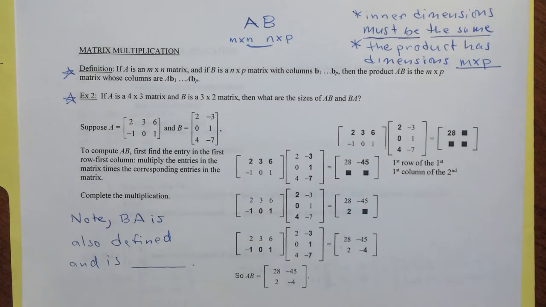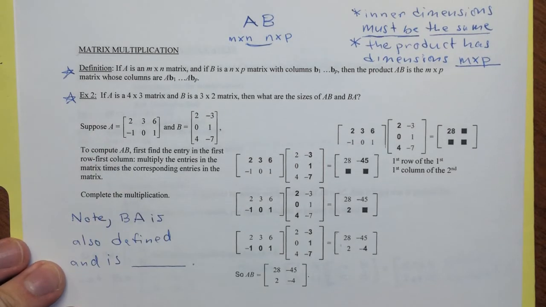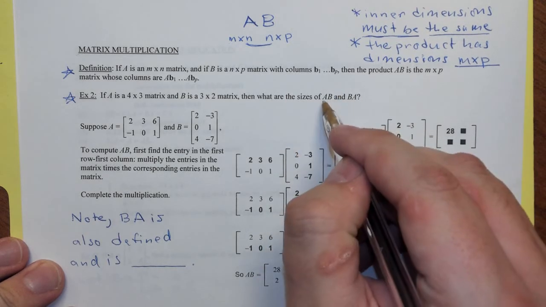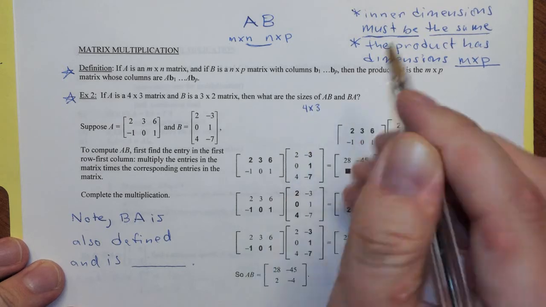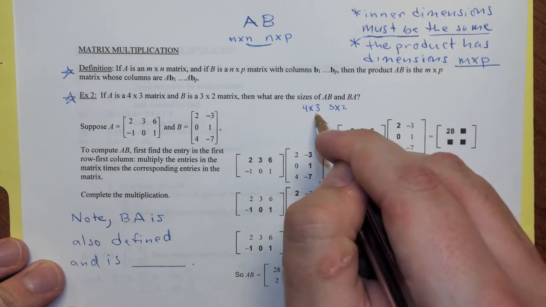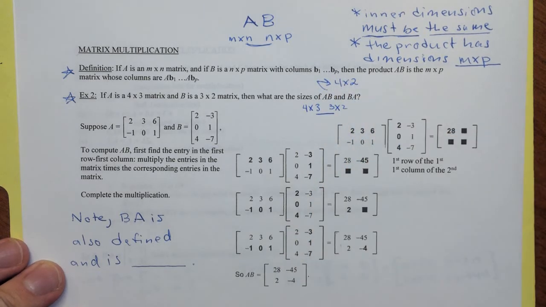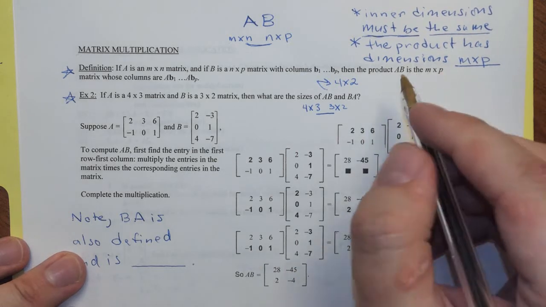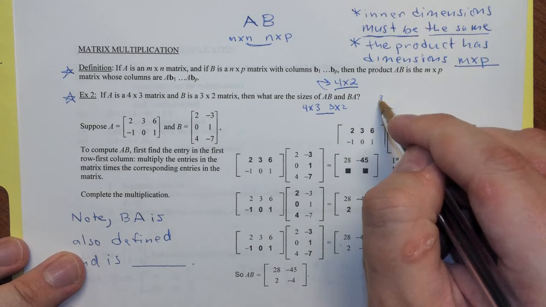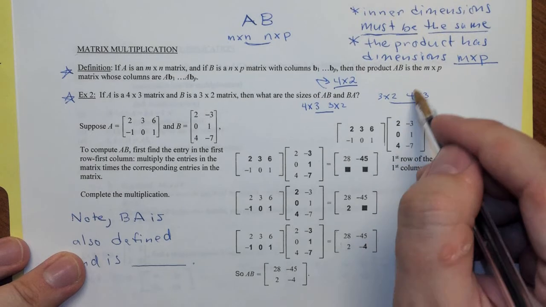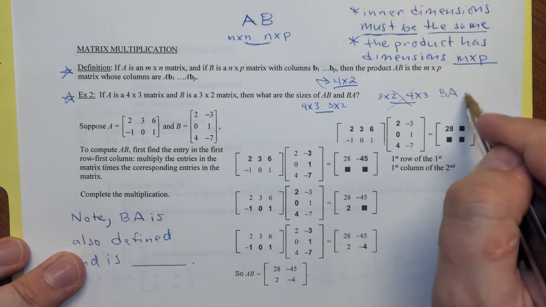So this is an essential step in understanding, can we multiply two matrices and what will that product look like? So, for example, if A is a 4 by 3 matrix and B is a 3 by 2 matrix, we want to know what are the sizes of AB and BA. Well, if I'm thinking about AB, that's a 4 by 3 matrix multiplied with a 3 by 2 matrix. The inner dimensions match up, so this would be a 4 by 2 matrix as the product. How about BA? Well, for BA, I would have a 3 by 2 matrix multiplied with a 4 by 3 matrix. The inner dimensions do not match up, so BA is not defined.